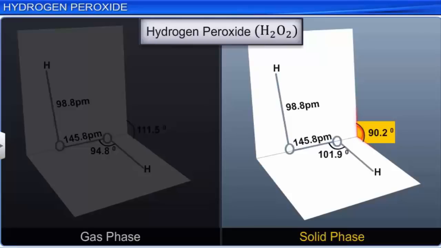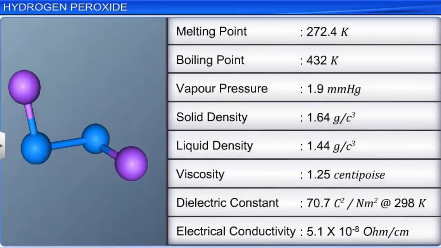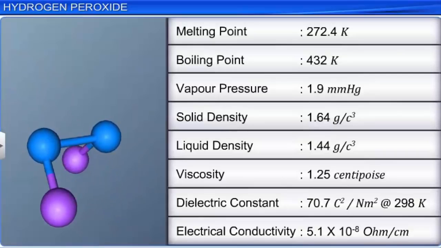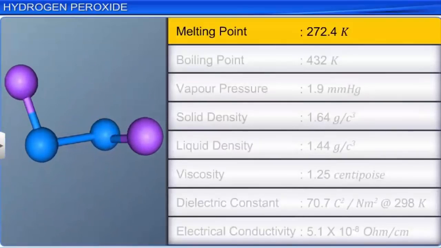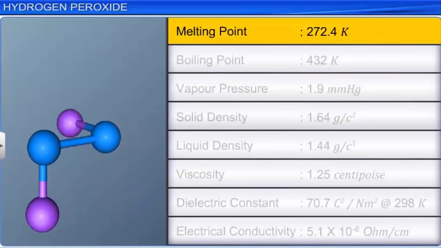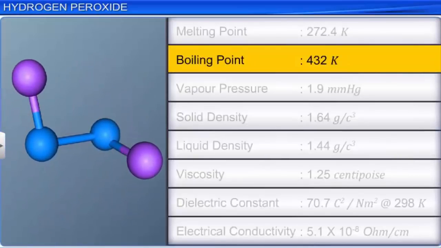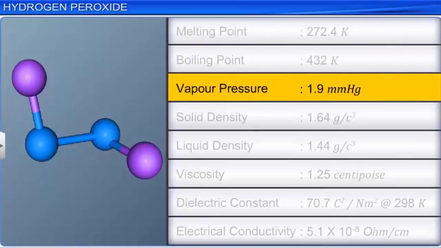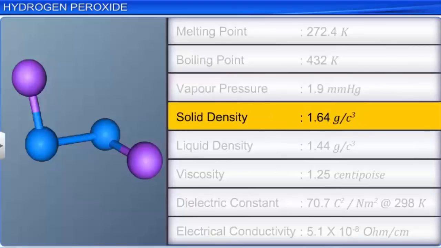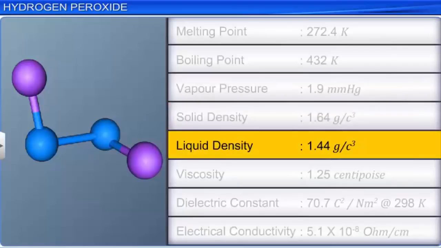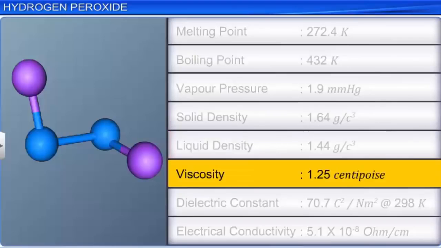This affects its physical properties. It has a melting point of 272.4 Kelvin, a boiling point of 432 Kelvin, a vapor pressure of 1.9 millimeters Hg, a solid density of 1.64 gram per cubic centimeter, and a liquid density of 1.44 gram per cubic centimeter. Its viscosity is slightly higher than water at 1.25 centipoise.